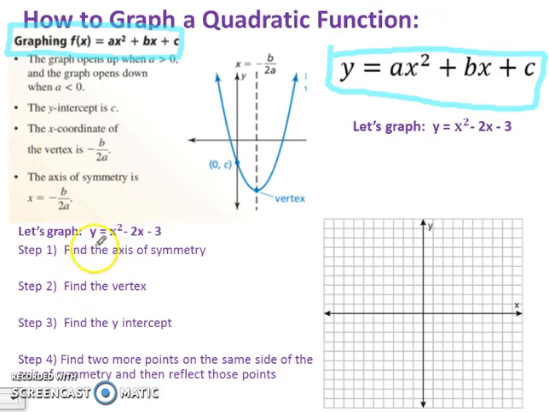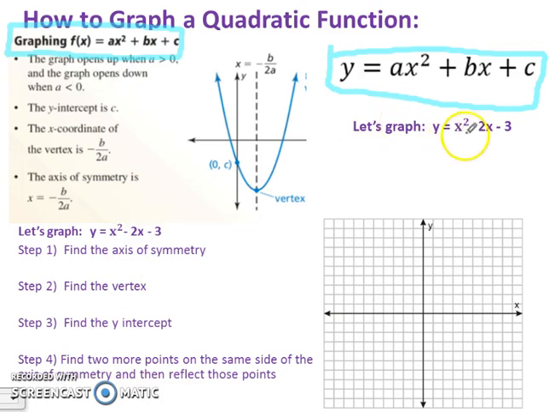To graph quadratic functions, we're going to identify the axis of symmetry, find the vertex, and find the y-intercept. And then we're going to find 2 points on the same side of the axis of symmetry and reflect those points. We're going to have a bunch of points that we can connect to form our U-shaped quadratic function, or our parabola. So there are some tricks that help us identify each of our key points.